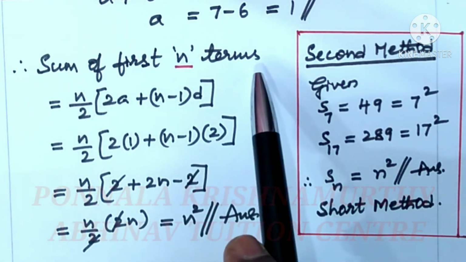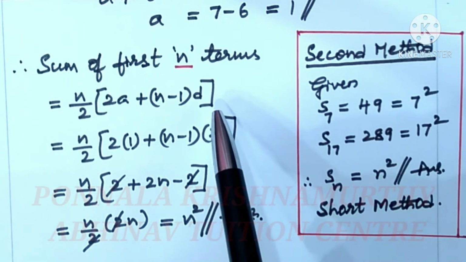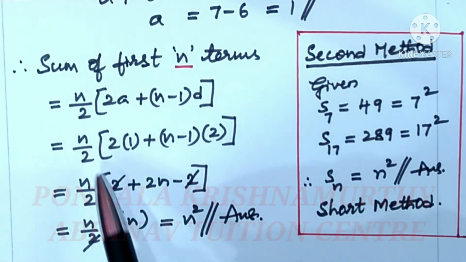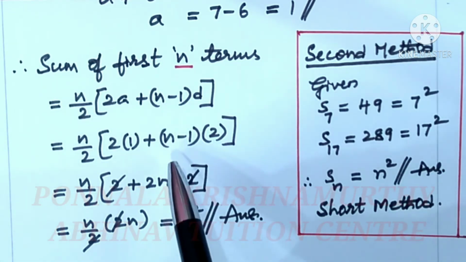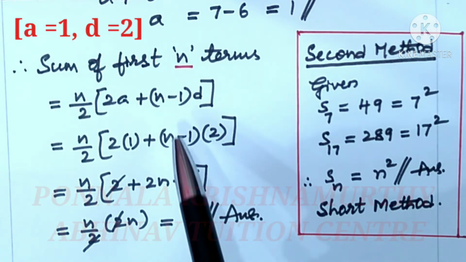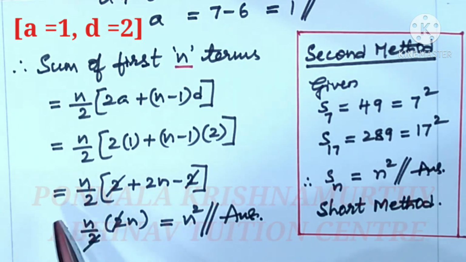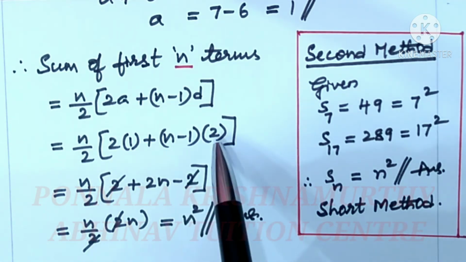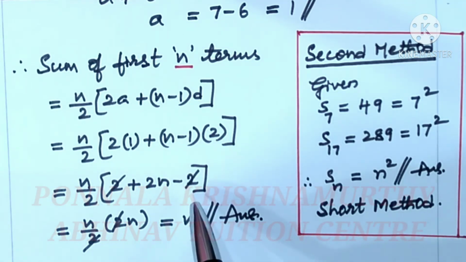Sum of first n terms is equal to n by 2 into 2a plus n minus 1 into d, that is the formula. That is equal to n by 2 into 2a, a is nothing but 1, plus n minus 1 as it is, since we have to find the sum of first n terms, into d is 2. That is equal to n by 2 into 2 1s are 2 plus 2 into n, 2n, 2 into minus 1 is minus 2. Here plus 2 and minus 2 are cancelled.